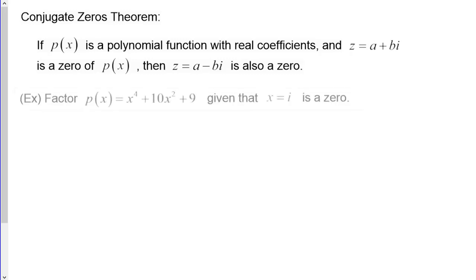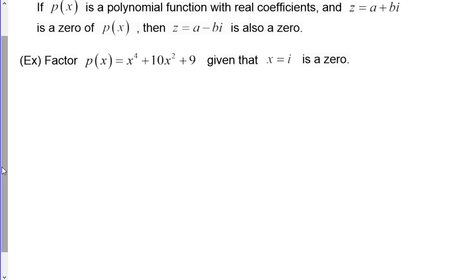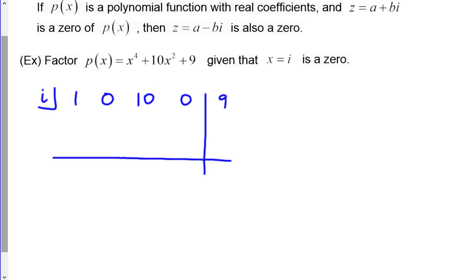So some ways this is used, for instance: factor p of x equals x to the 4th plus 10x squared plus 9, given that x equals i is a 0. Well, if I know x equals i is a 0, I can factor it out. And you might be thinking that this is going to be more difficult because I'm using a complex value. It doesn't have to be, and you can always use the complex features of your calculator to help you out if you need. Well, let's try it without.